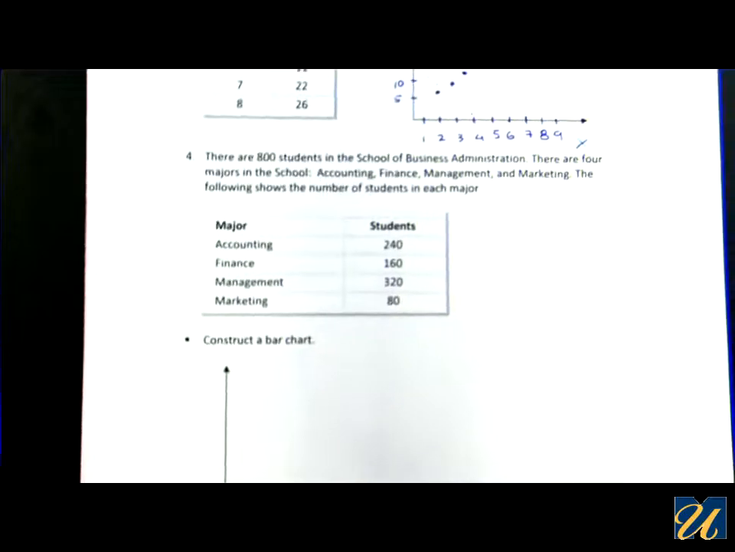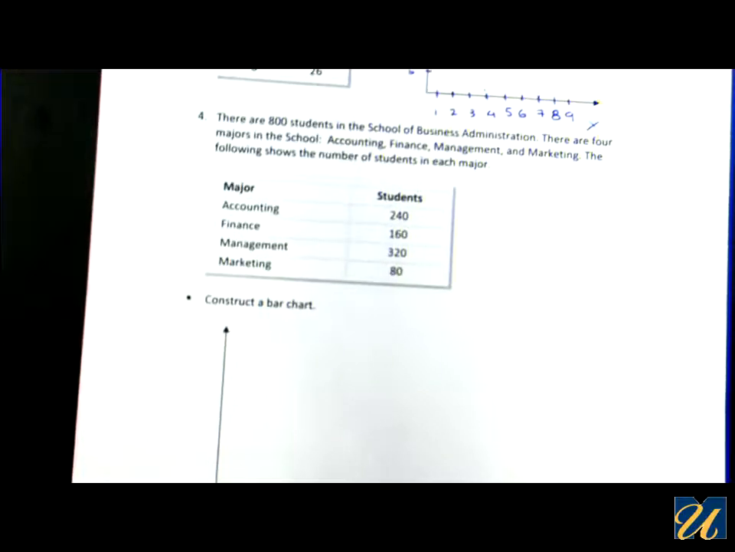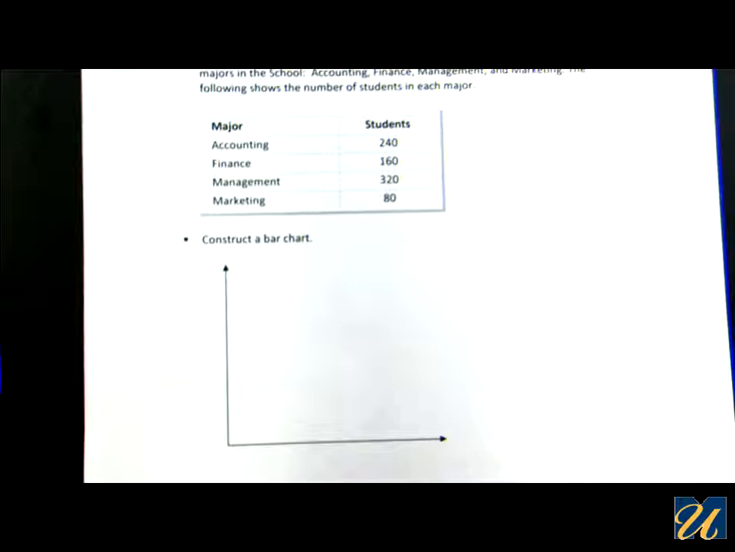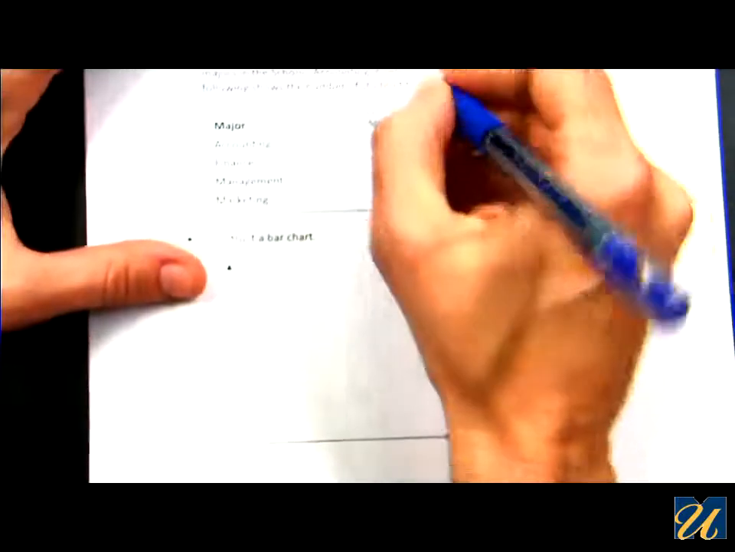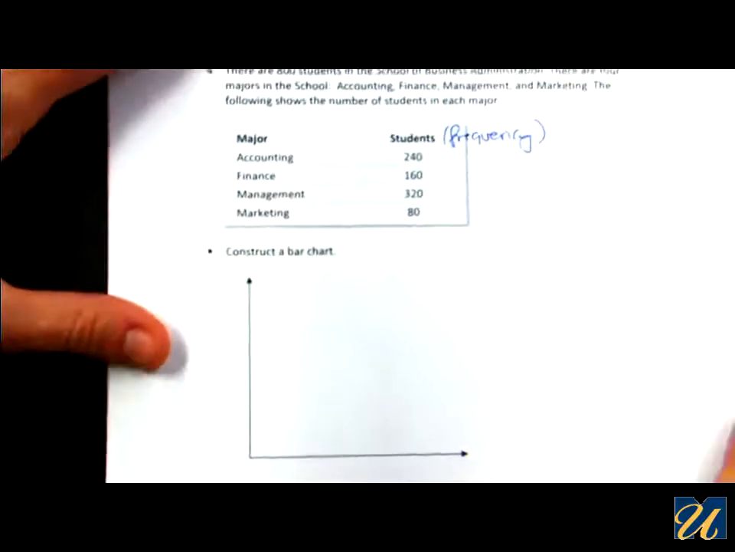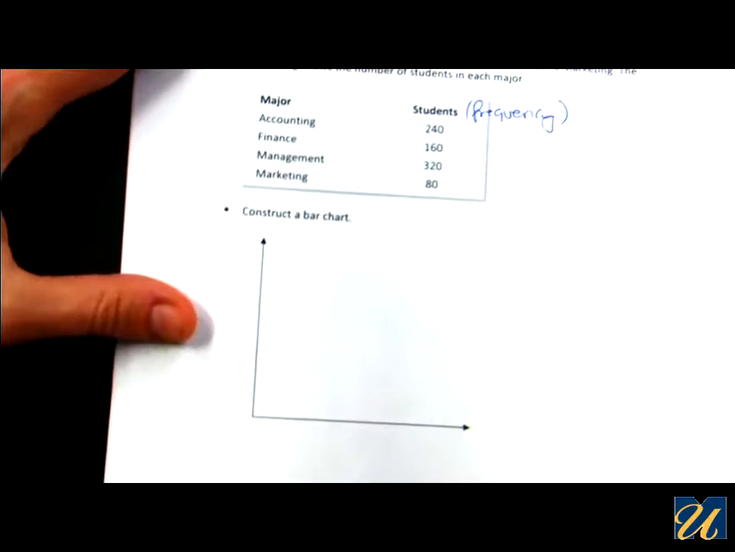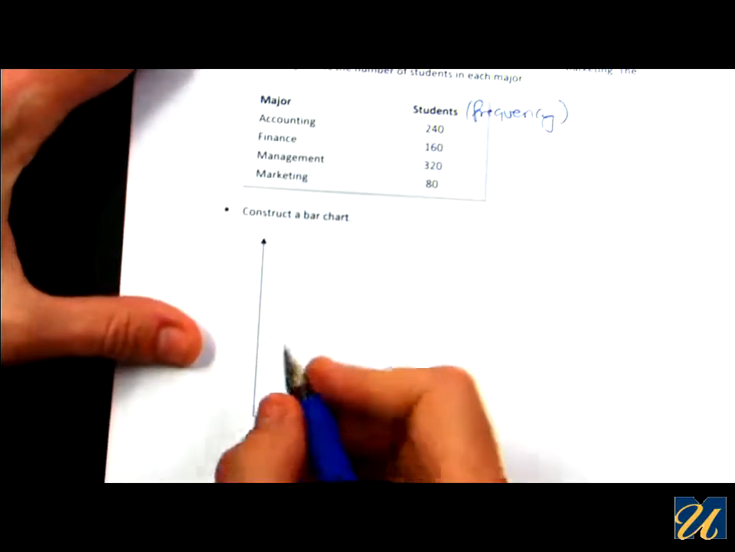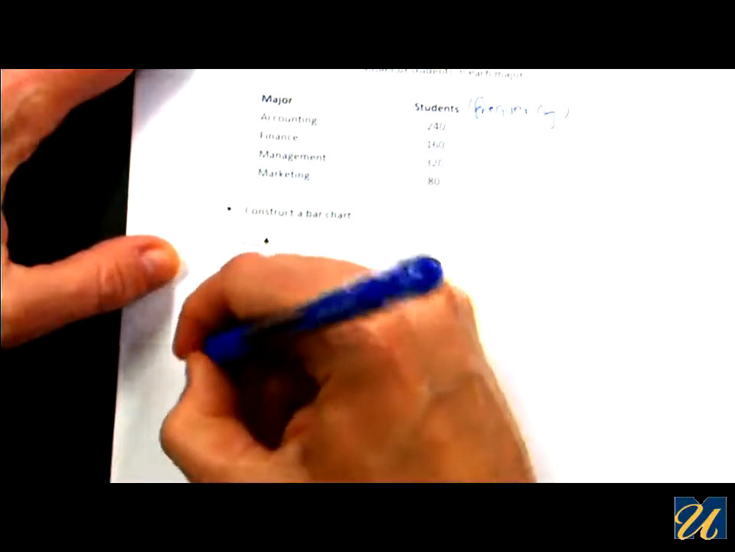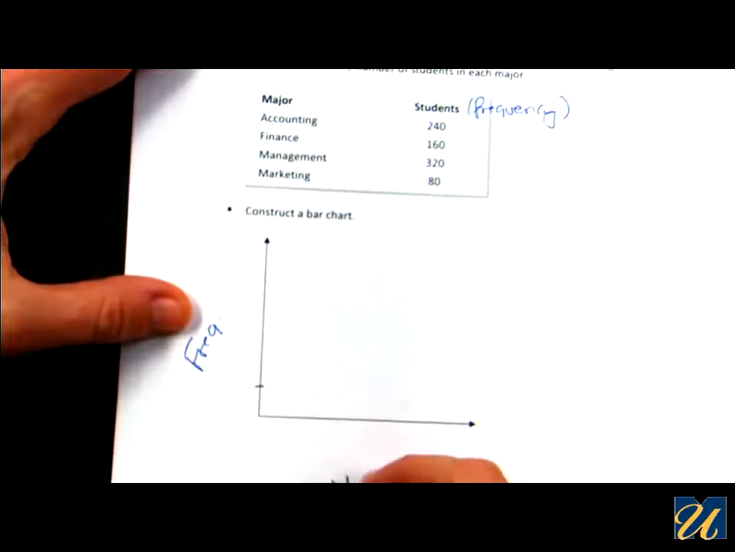Now, there are 800 students in the School of Business Administration. There are 4 majors in the school: accounting, finance, management, and marketing. The following shows the number of students in each major. I want you to construct a bar chart. Since you are given the number of students per major, that means that this is your frequency for each category. So you can use that and create your bar chart. I'm using the frequency, and these are the different majors.